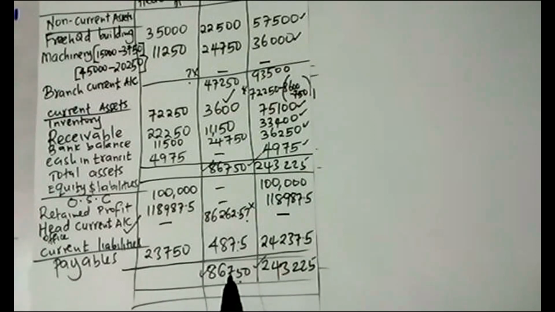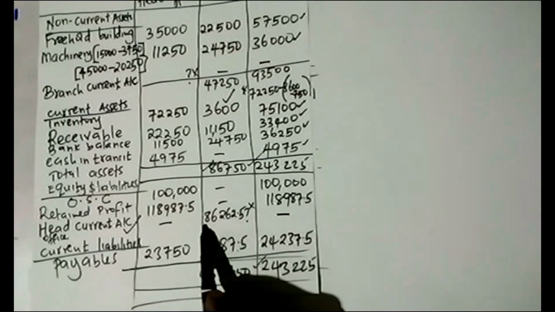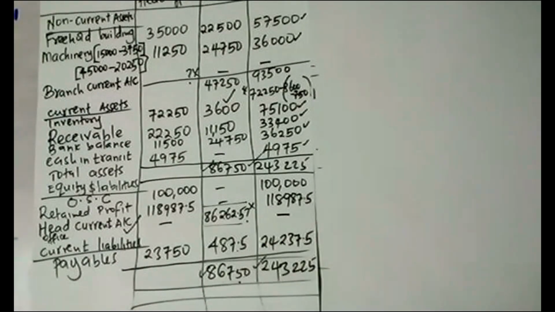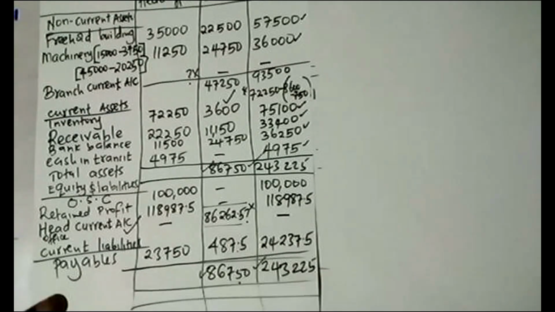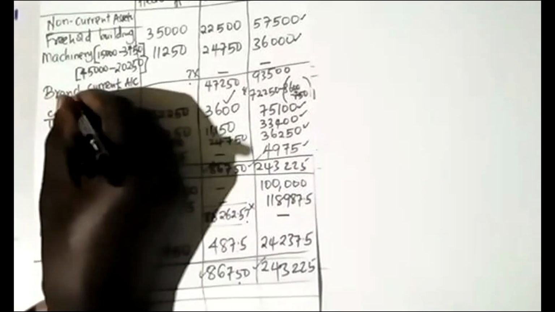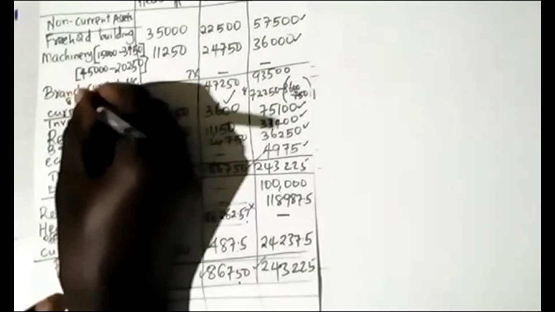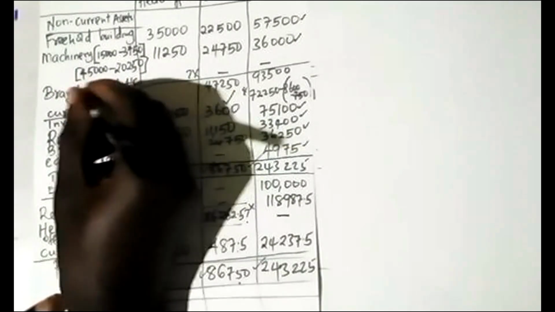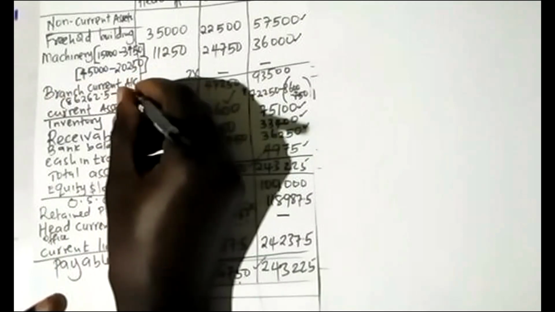So I've taken the total 86,750, because now assets and liabilities are supposed to be equal. In order to get this, I've taken 86,750 minus 487.5. So I'm getting this. And we said that the branch current account and the head office current account are supposed to be equal, which means that 86,262.5 is supposed to be here, but the only thing I have to subtract is the unrealized profit, not the net profit. So the only thing you subtract there is the unrealized profit of 750.